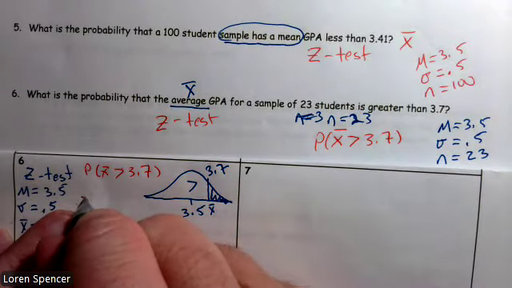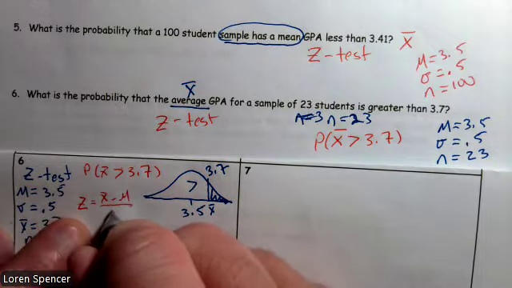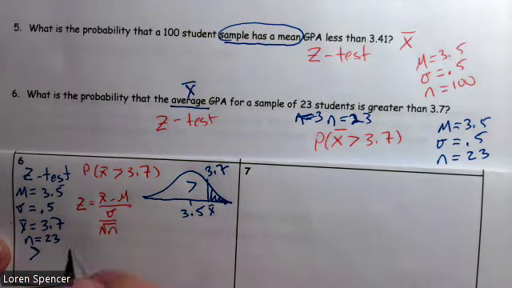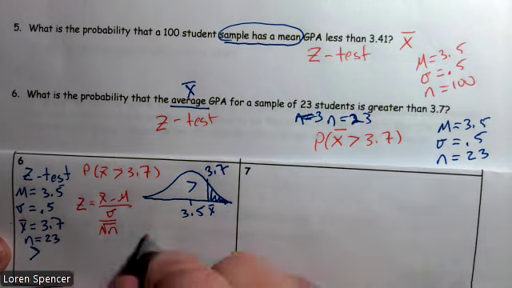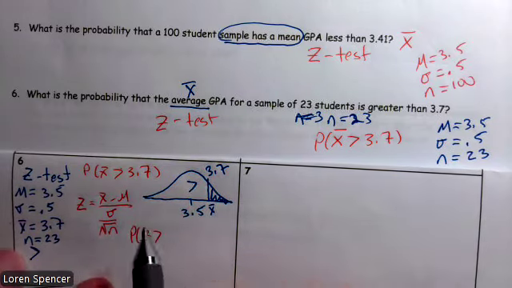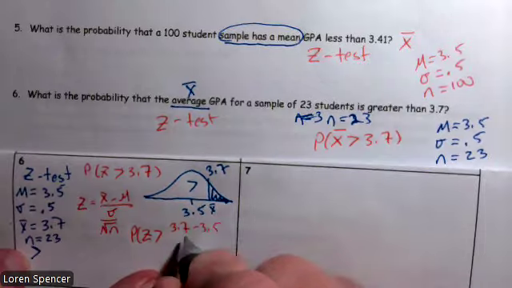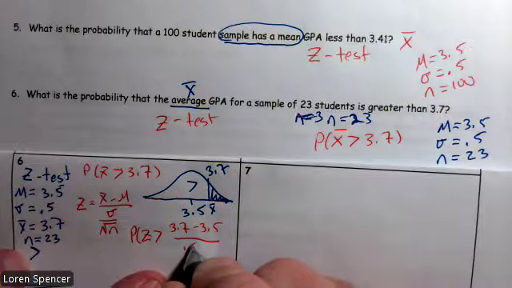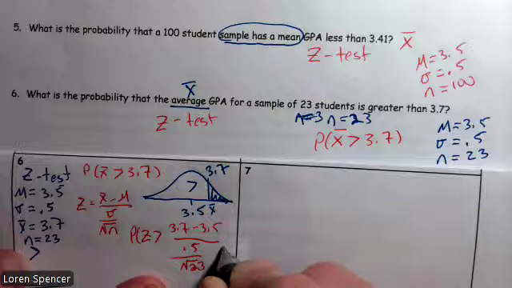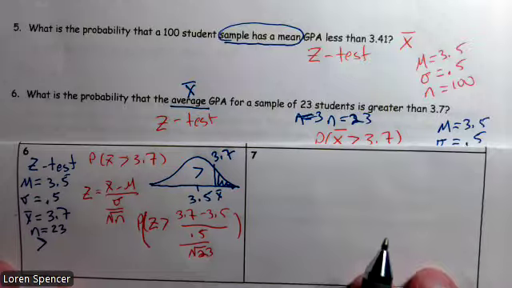So my formula, not required, Z equals X bar minus mu over standard deviation divided by square root of N. So plugging in, I have the probability that Z is greater than 3.7 minus 3.5 divided by 0.5 divided by the square root of 23. Once again, if it's in red, not required. In blue, I expect to see it.